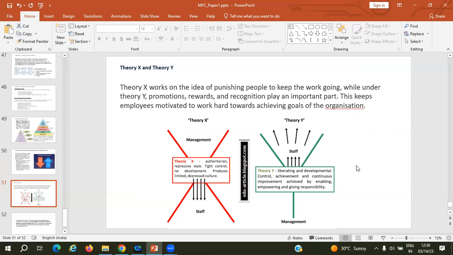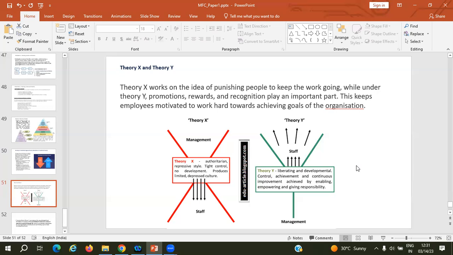Then that person will not be motivated. On the other hand, you are very liberal. You always appreciate the people, how they work, whatever they achieve. You are recognizing everything. You are empowering. That means that person is always motivated when you are doing this. So these are different factors.